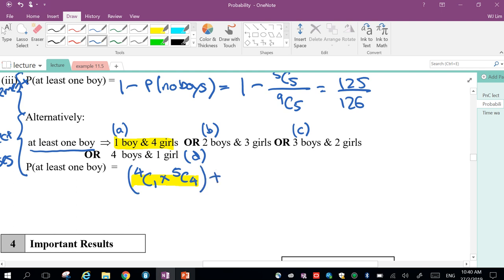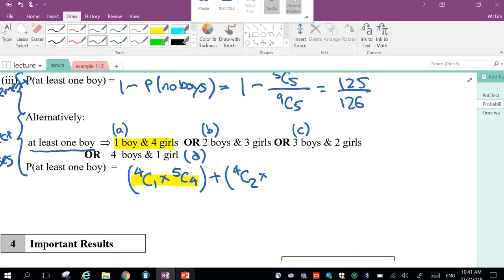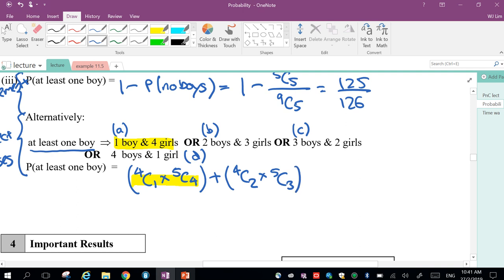Plus, because in case A I've completed the selection, I'm done. So I need to consider case B. But case B is a separate case, right? So you add. Is that clear? So you plus 2 boys. So it's 4 choose 2 because there are a total of 4 boys, times 5 choose 3. This is case B in blue.